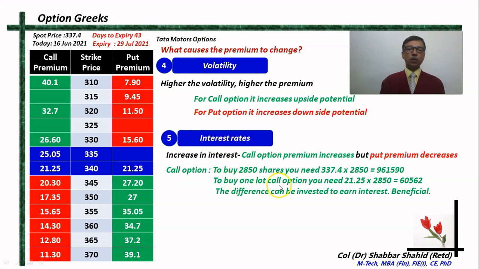But if you buy one lot of option, then you don't have to pay this much money. You can just pay this premium multiplied by lot size, so it becomes 60,500. You see the vast difference, and that difference can be invested into some bonds or fixed deposits which can generate some interest. So buying a call option is beneficial as compared to buying the shares for a person who wants to invest for a short time and earn by the increase in price.